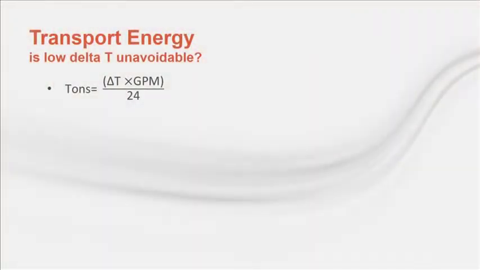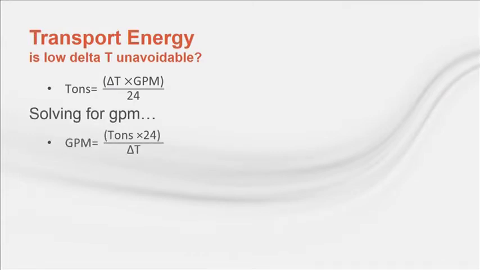We should all know the formula for tons by now. If we arrange and solve for GPM, we see that because the delta T is in the denominator, if the delta T goes down, the GPM must go up to provide the same tons to the system. Said another way, at a given tonnage, the system GPM is inversely proportional to the delta T.